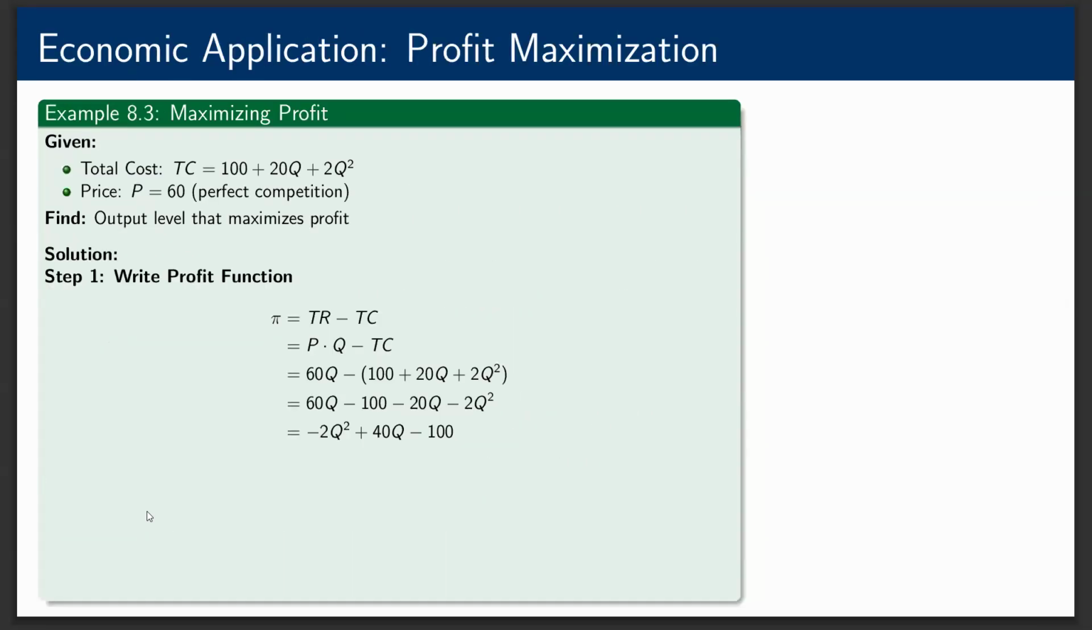Okay, this is the best example because it's using economic terminology. Given total cost function and given the price, find the output level that maximizes profit. Okay. What is the profit? Definition is total revenue minus total cost. If I assume that it is a competitive market, total revenue is equal to price into quantity. Value of price is given, 60.